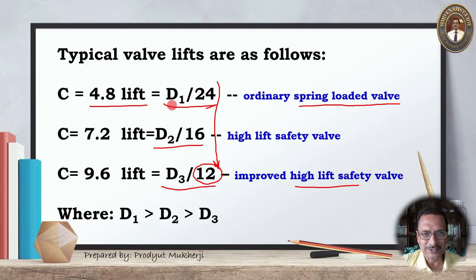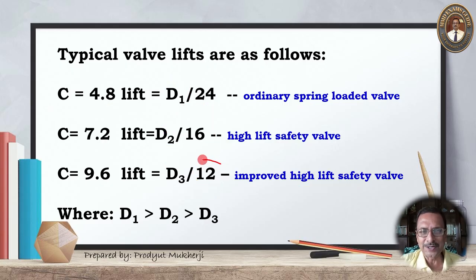Naturally, D1 is the largest diameter. D2 is smaller than D1 and D3 is smaller than D2. But the lift is increasing because distinctly we can see that the denominator is reducing, which results in an increased lift. So let us proceed further. We have just seen it for three types of safety valves: ordinary spring loaded valve, high lift safety valve, and improved high lift safety valve.